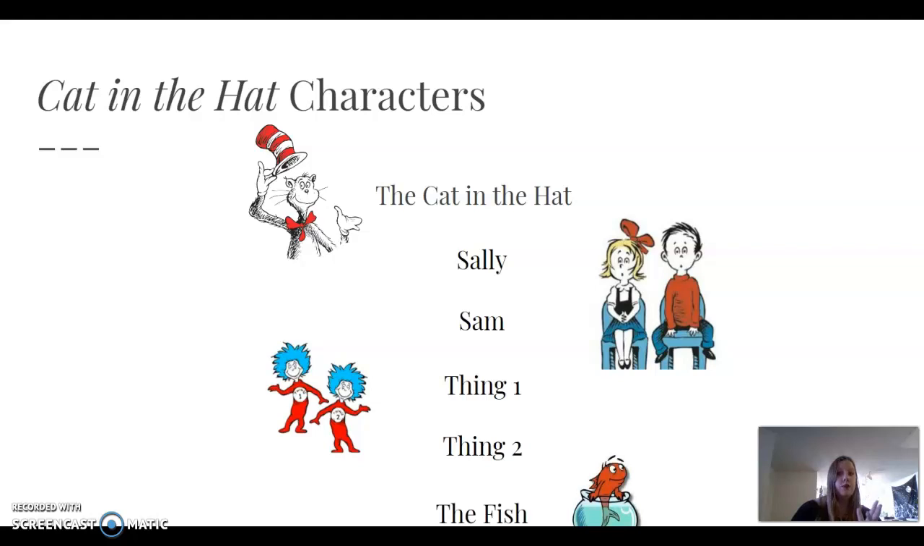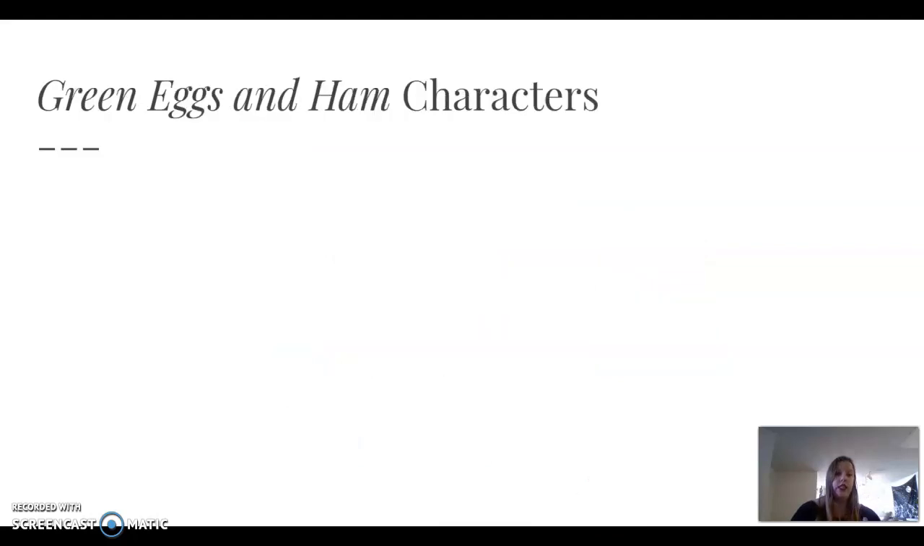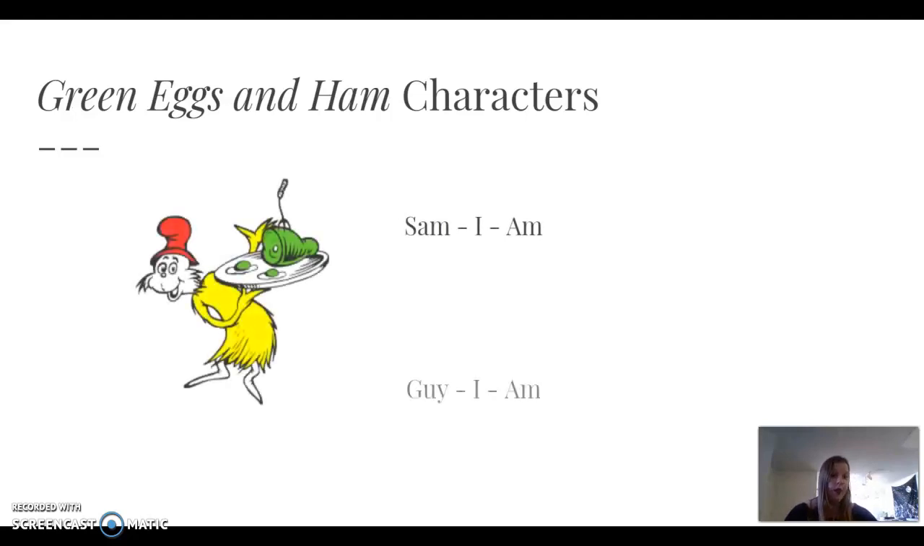And the next book we are using is Green Eggs and Ham. So our characters from that are Sam I Am and Guy I Am.